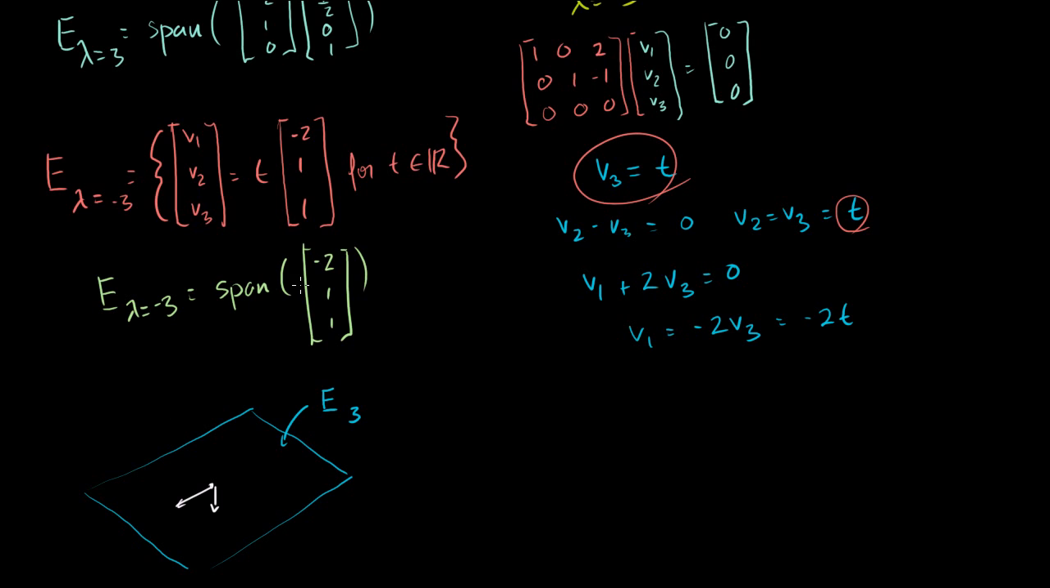And then the eigenspace for lambda is equal to minus 3 is a line. It's a line that's perpendicular to this plane. It's a line like that. It's the span of this guy. Maybe if I draw that vector it might look something like this. And it's the span of that guy. So this right here is the eigenspace for lambda is equal to minus 3.